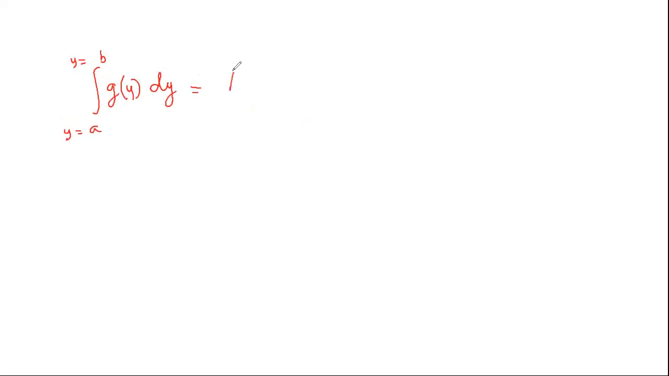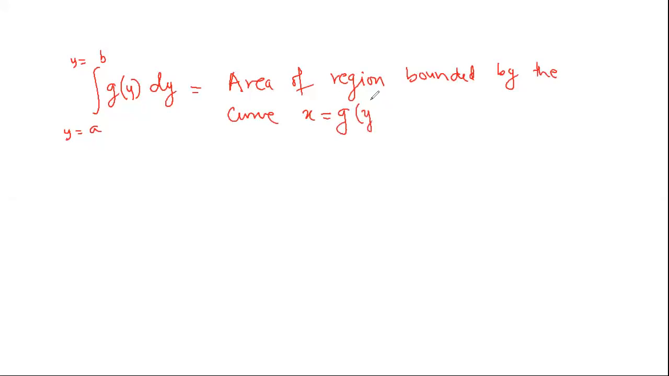What is this? It is the area of the region bounded by the curve x equal to g of y, the lines y equal to a, y equal to b, and the y-axis. Everything is y.